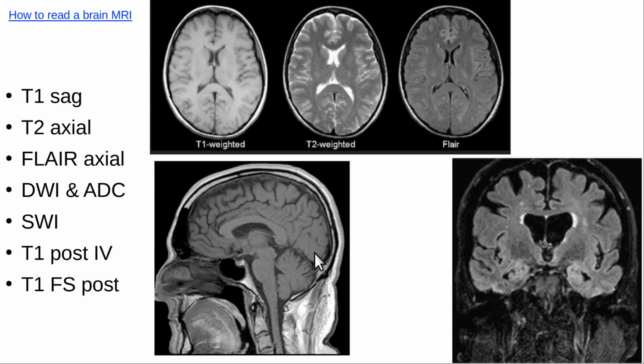Anyways, this is a T1. You can tell it's T1 because the fluid is dark. Okay, that's the most important thing in all of the brain MRI. Fluid is dark on T1, fluid is bright on T2, and then you have subtypes of these sequences. This is a FLAIR subtype of T2 with suppression of the fluid, of the CSF, cerebrospinal fluid.